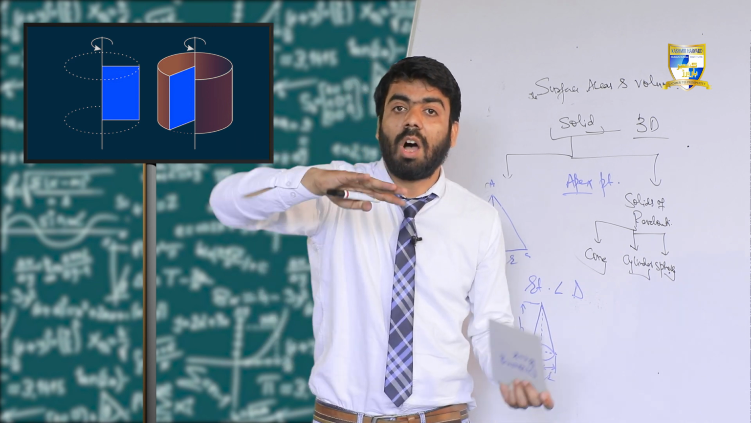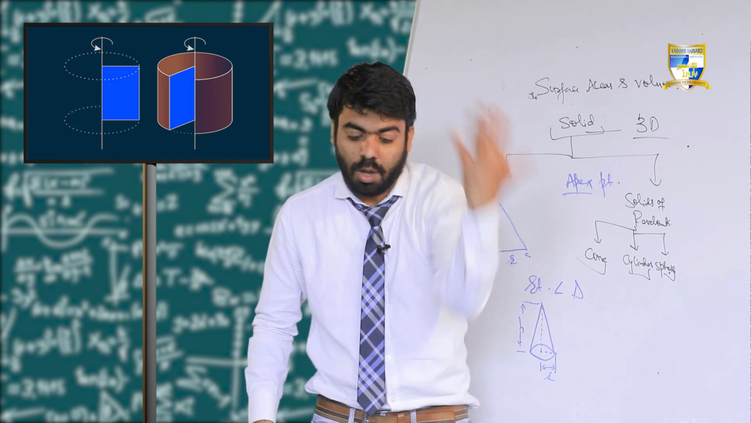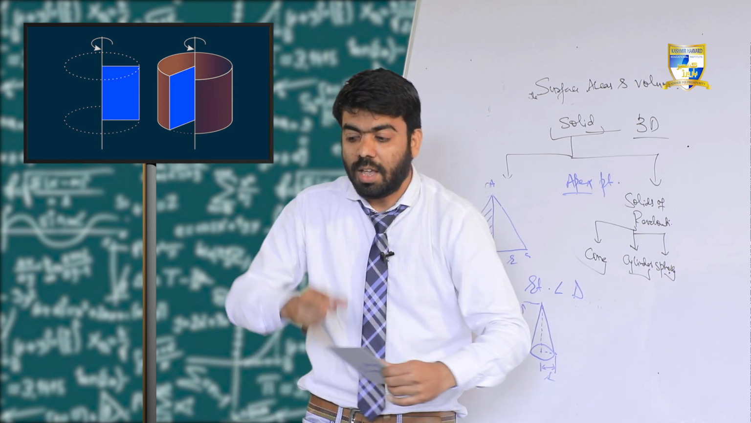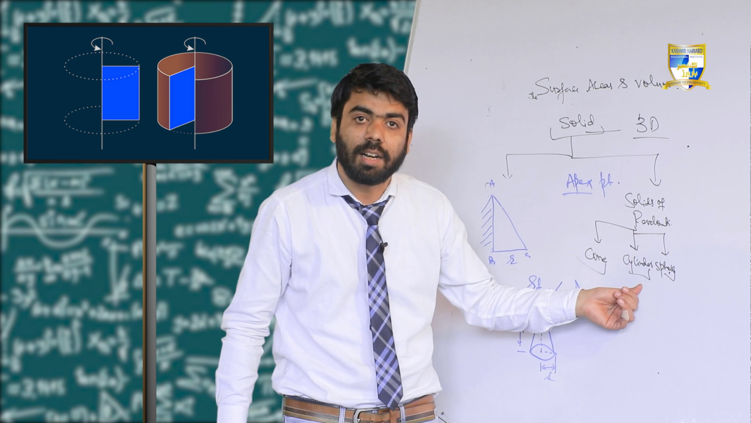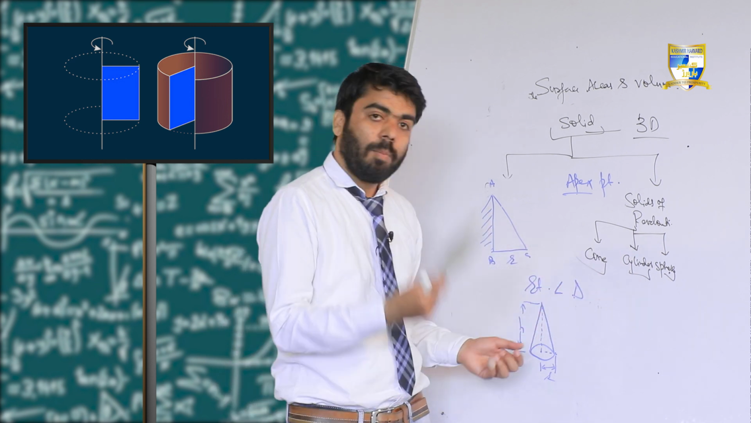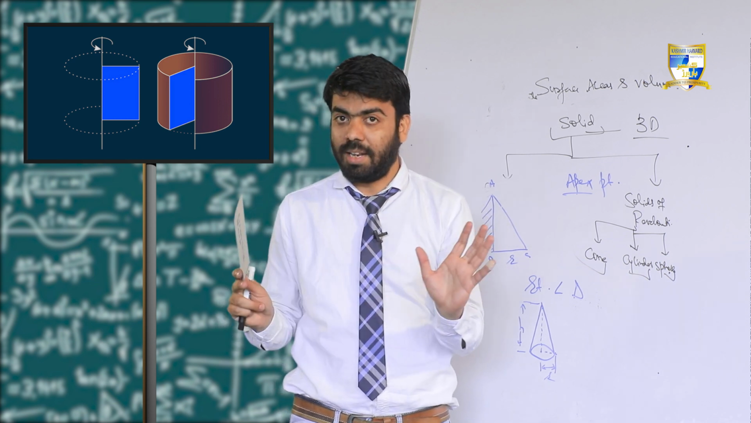Which is known as the curved surface area of the cylinder. So how many surfaces? Top surface, this is the area of a circle. Bottom surface, another circle, and the curved surface. That means I am creating a cylinder by a rectangle or a square. Am I clear about it?